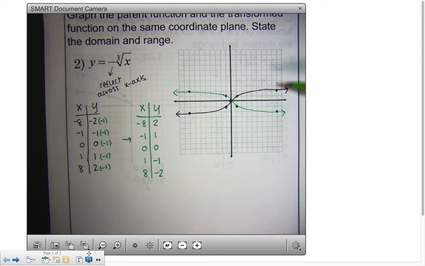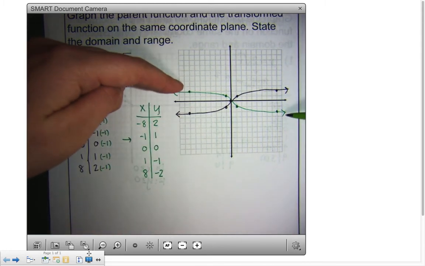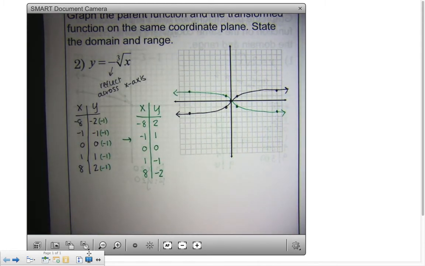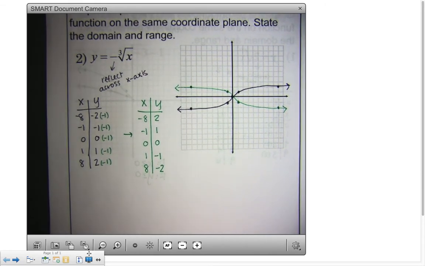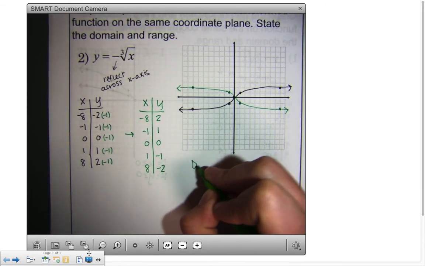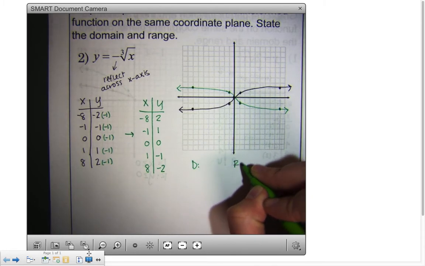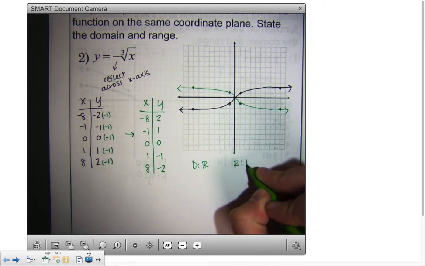So you can see how the parent function was flipped over the x-axis and it's been reflected. Even though we transformed it, the domain and the range of cube root never change, so it's still going to be all real numbers.